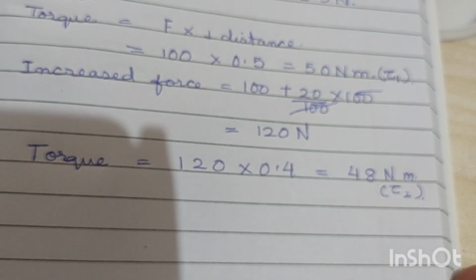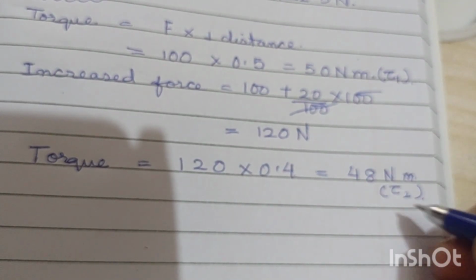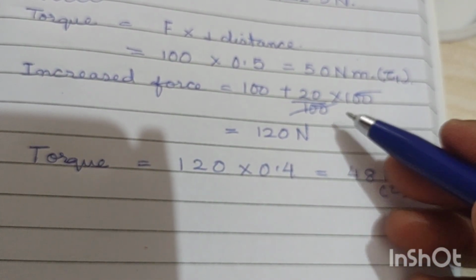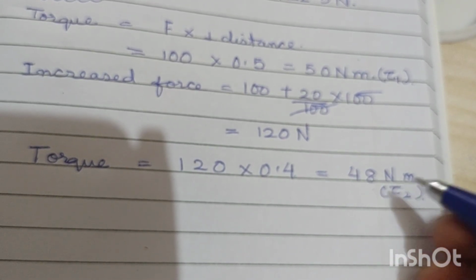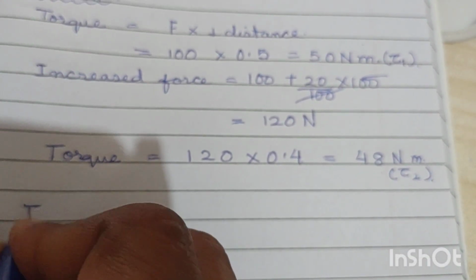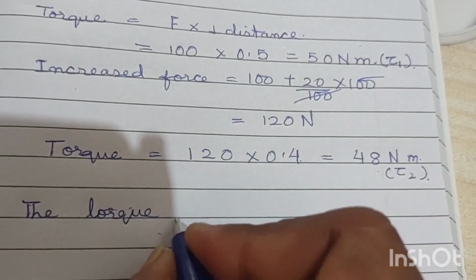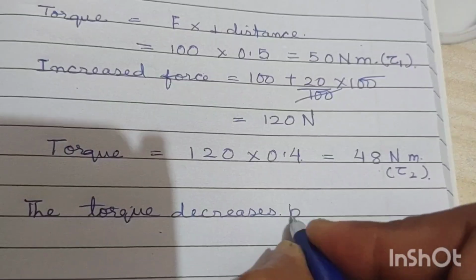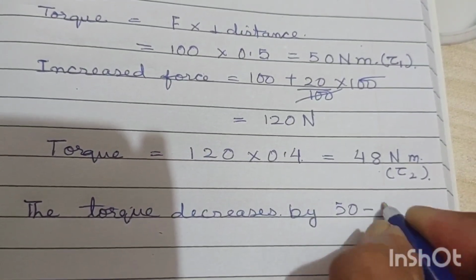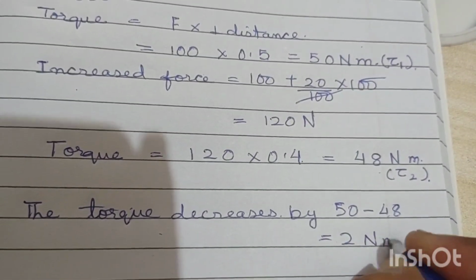Now the question says, would it result in increase or decrease in torque? Original torque was 50 Newton meter. Now after the increase in force, it is 48 Newton meter. So the result is that the torque decreases by 50 minus 48, that is 2 Newton meter.